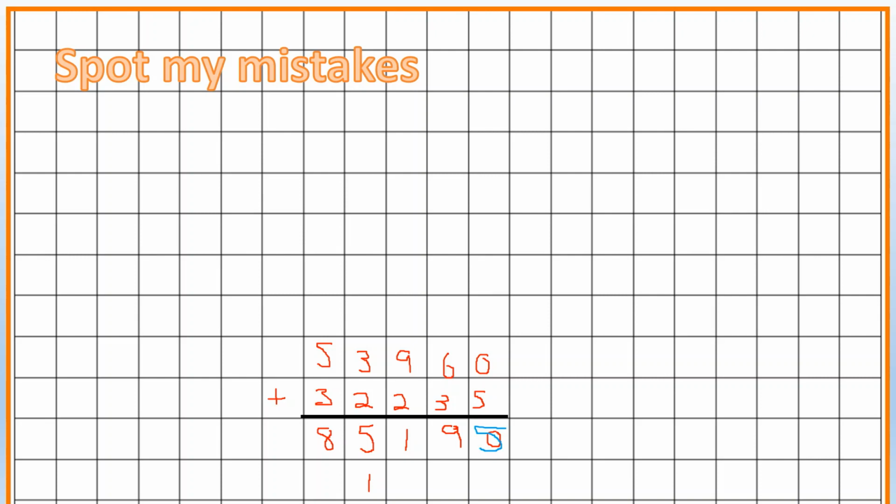Looking at the thousands column, 3000 added to 2000 is 5000, but I've forgotten to add in the extra 1000 too, so that should be 6000 here. And then 5 tens of thousands added to 3 tens of thousands is 8 tens of thousands, so the answer should be 86,195. Well done if you spotted all those mistakes, and thank you for joining me.